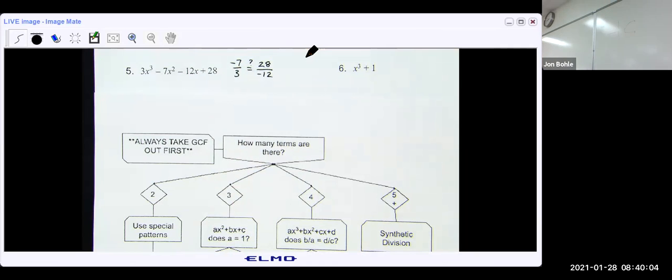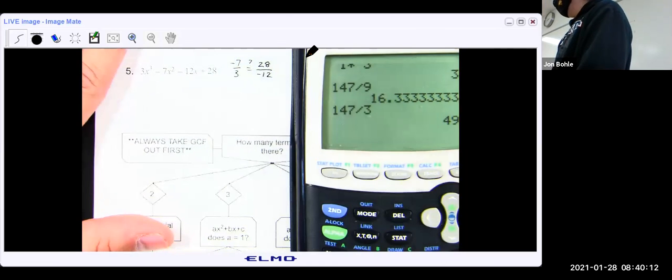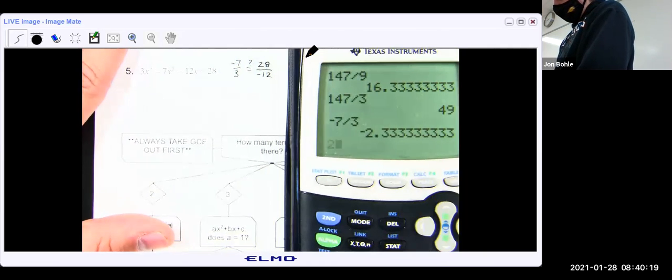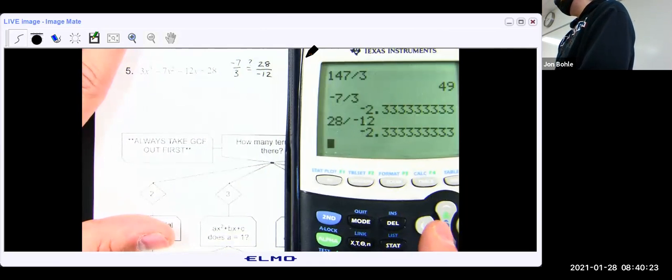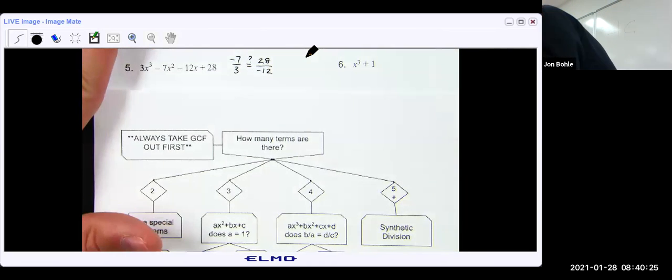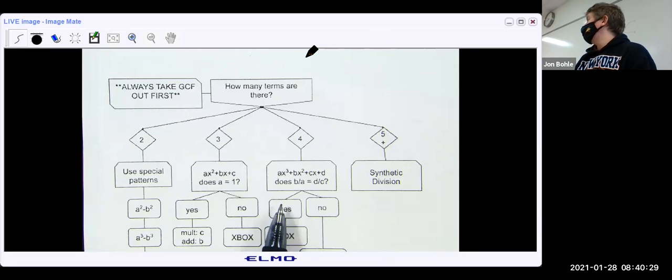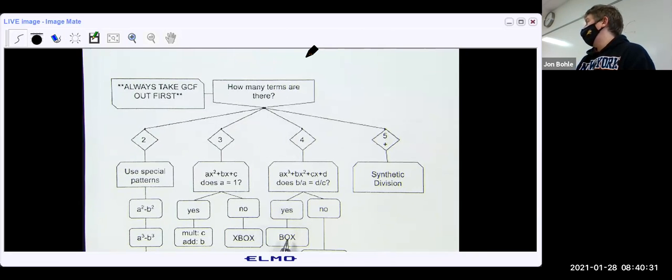I'm just going to get a calculator quick so everybody can see. You don't have to be great with fractions to do this. You can just say negative 7 divided by 3 is negative 2.3, and 28 divided by negative 12 is the same thing. So they are equivalent. Knowing that the answer is yes, that means we can use the box method.